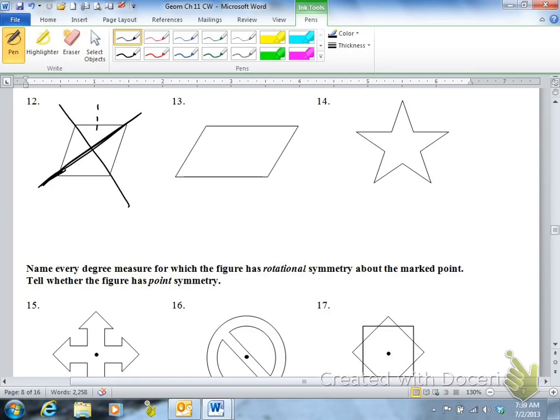You could take this paper out of your binder and try to fold it. And if you try to fold it halfway down this side, it's not going to map perfectly onto itself. And likewise, if you try to go this way, it's not going to map perfectly onto itself.